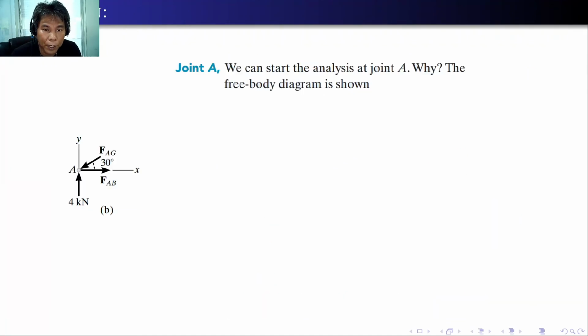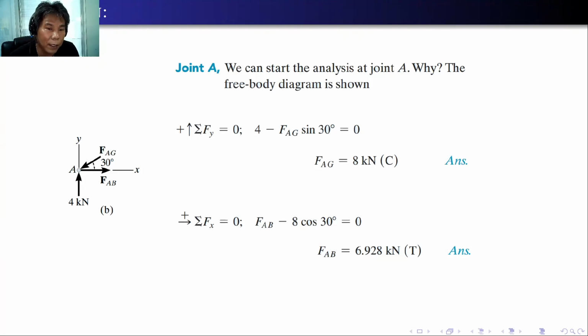So here at joint A, we can start at joint A because there is only one external force, and at most two unknown forces, that is FEB and FEG. Here we can directly compute for FEG. We assume that it is compression because the vertical component of that will be in equilibrium with 4 kilonewton, which is going up. So the vertical component of FEG should be going down. So it is in compression. And also the force in FEB should be in tension because that will equilibrate the horizontal component of FEG.